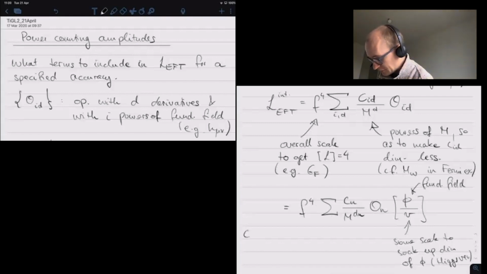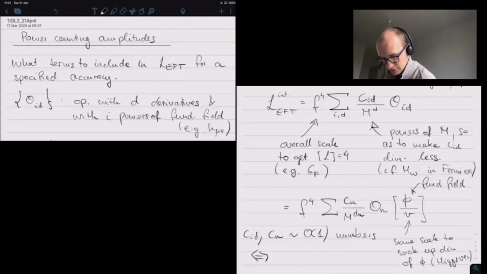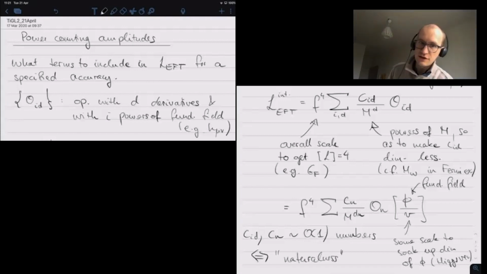These coefficients, of course, this is just a different way of organizing it. I'm happy to stay with the C_ID, but the point is that these C_ID and the C_n are dimensionless numbers which label our expansion, and those things are generically order 1 numbers. The statement that these are order 1 numbers is precisely the statement which nowadays is very controversial, the statement of naturalness. Okay, so let us not make any philosophical comments here. Let me just say that this is the statement of naturalness.